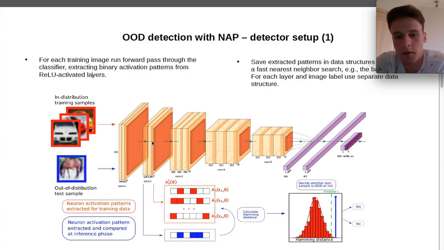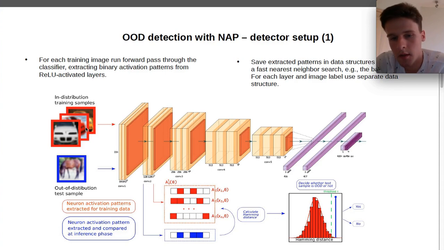For instance, in this picture we've got a VGG16 architecture with 16 layers, so apart from the last one, we can extract patterns from every one of the 15 layers remaining. The third thing is that we want our approach to be memory and time efficient, so we divide the extracted patterns, training patterns, into separate data structures by layer index and the label of the training image.